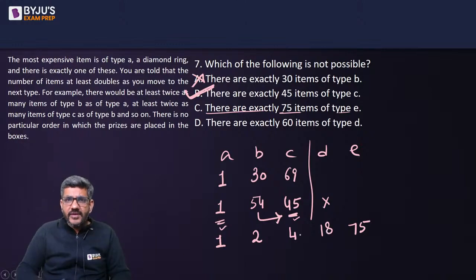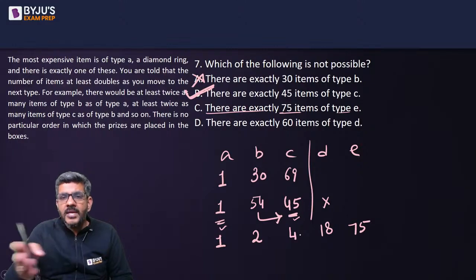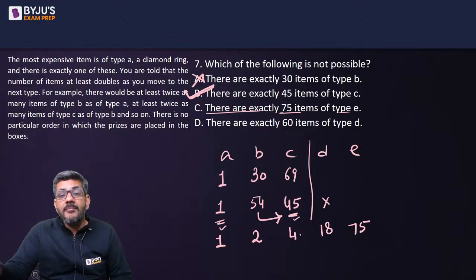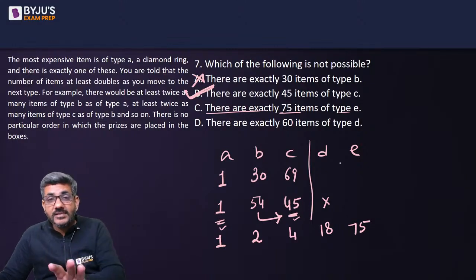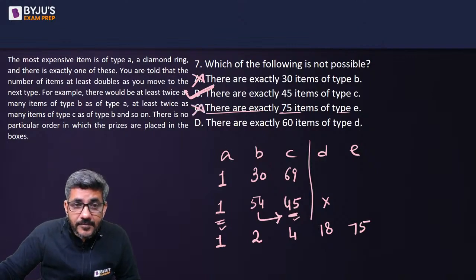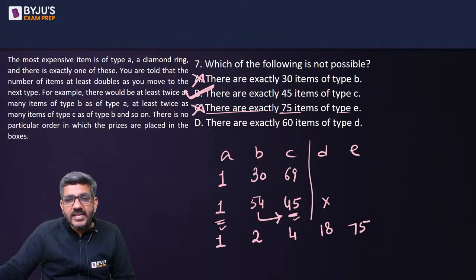See, everything is satisfied. The minimum double of 1 is 2, of 2 is 4, of 4 is 18, and the minimum double of 18 comes to 75. So yes, even this is possible. Last, there are 60 items of type B.